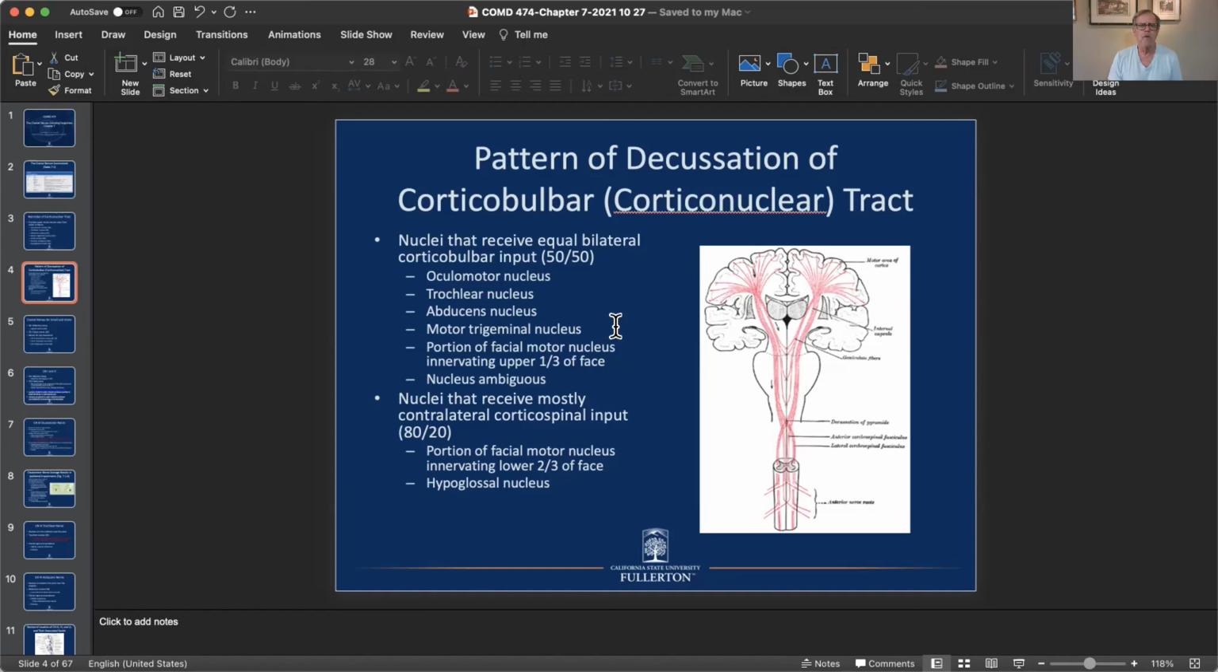Okay, now, the nuclei that receive mostly contralateral corticobulbar input would be the hypoglossal nucleus for the tongue, and the portion of the facial nucleus that innervates the lower 2/3 of the face. So that's what you're going to see.